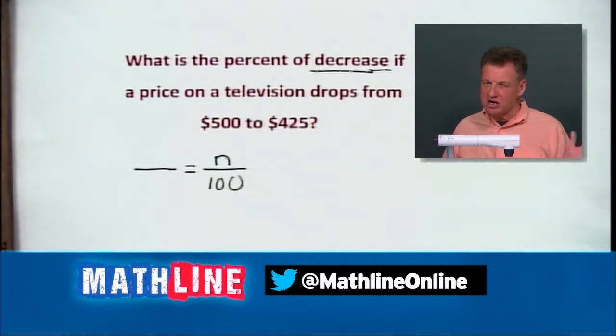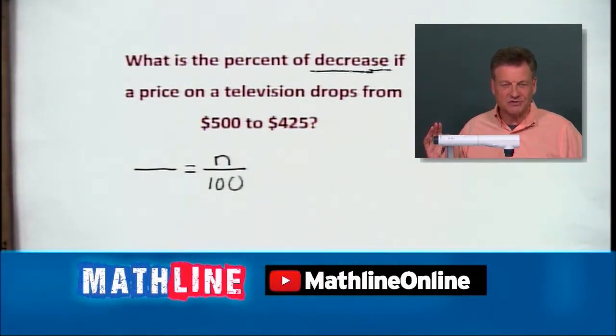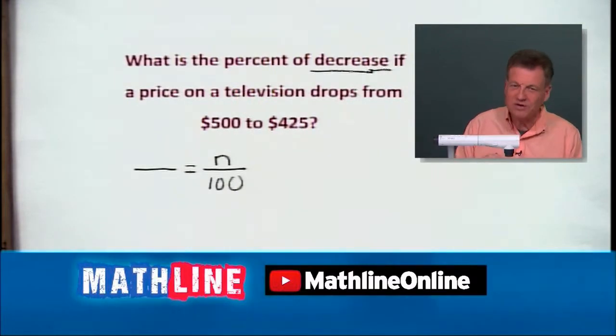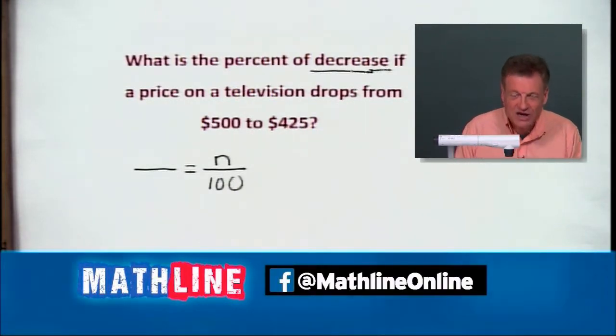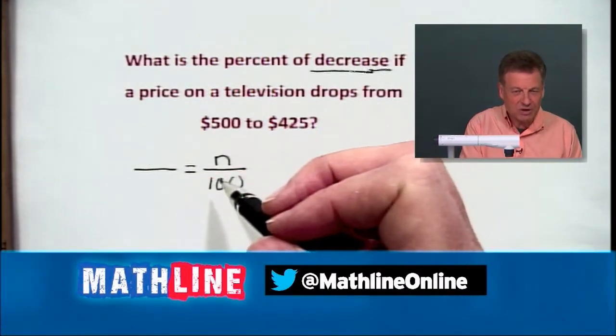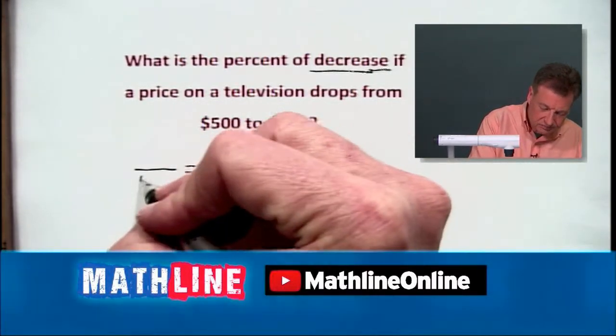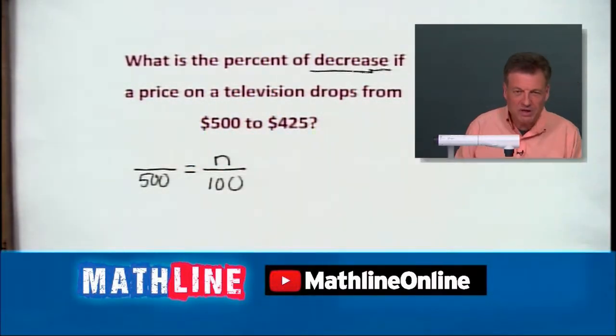So we know it's got to be less than 100%, right? If you have 100%, you have nothing left, right? So you can't go to a negative drop, all right? So in other words, this one is going to be less than 100. Now, what happened? What did we decrease? Where did we go? Well, we started at 500, right? And we went to 425.